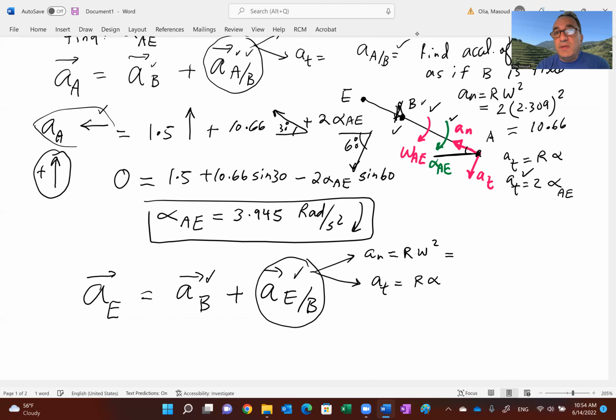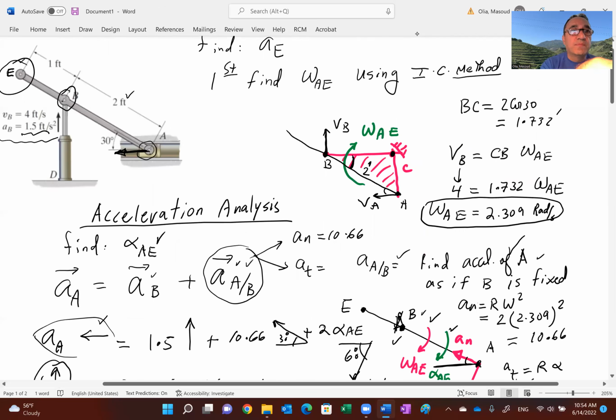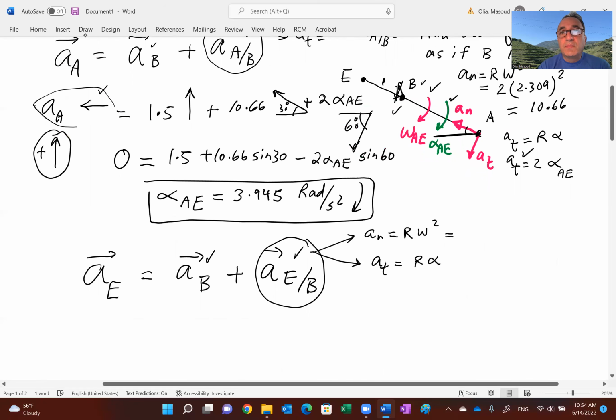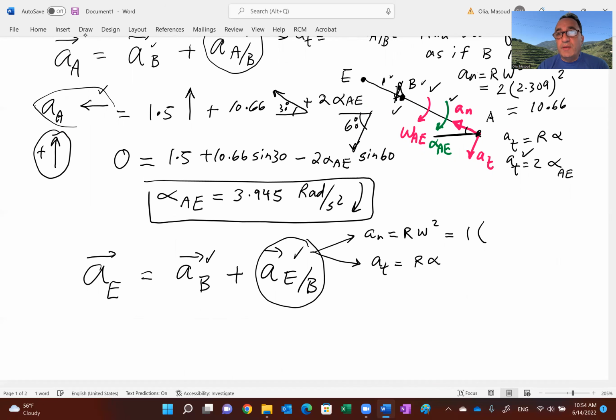So R is the distance between E and B. If you go back up, I believe it's 1 foot, right? So this distance is 1. So 1 times omega, this is omega of AE clearly, so that's 2.309 squared. I believe this becomes 5.33. And this R alpha also is 1. Alpha, remember, we calculated 3.945. So it's 3.945 feet per second squared. Unit, by the way, feet per second squared.